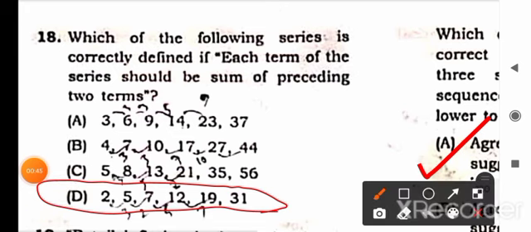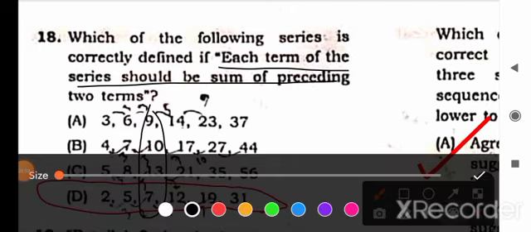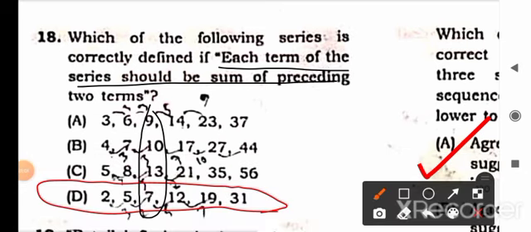Next, which of the following series is correctly defined if each term of the series should be the sum of the preceding two terms? Here you have to understand this statement: each term of the series should be the sum of the preceding two terms, meaning you have to see the third number first. Wait, let me change the color here. Okay, the third number should be the sum of the preceding two, the former two, like 3 plus 6 is 9, okay, this is correct.